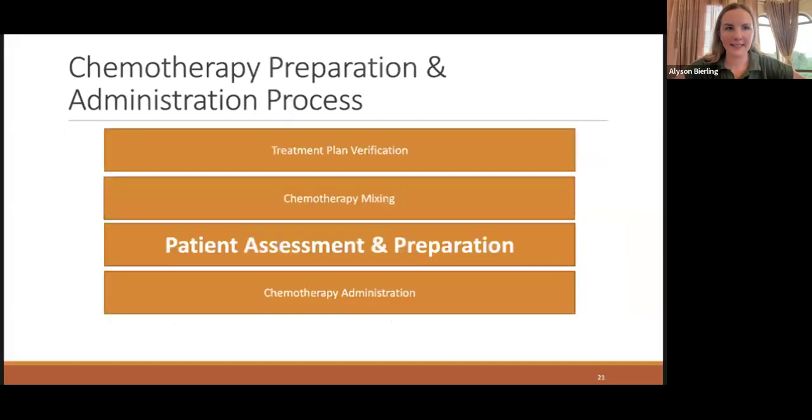All right, thanks for the great questions. So this brings us to the third step, which is our patient assessment and preparation. So we have verified our treatment plan. Everything looks good. We have mixed our chemotherapy. We have done both of our checks with mixing, and everything looks good. So now we can move on to our patient assessment and preparation.